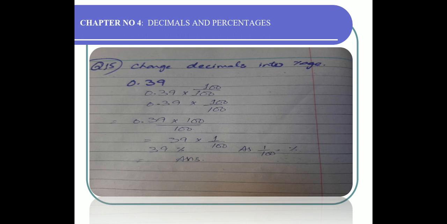Then multiply 1 over 100, separate it. As I told you, 1 by 100 is equivalent to the percentage sign. So write the percentage sign in place of 1 by 100, 39%. So the decimal is converted into percentage. You have done all these parts like this.